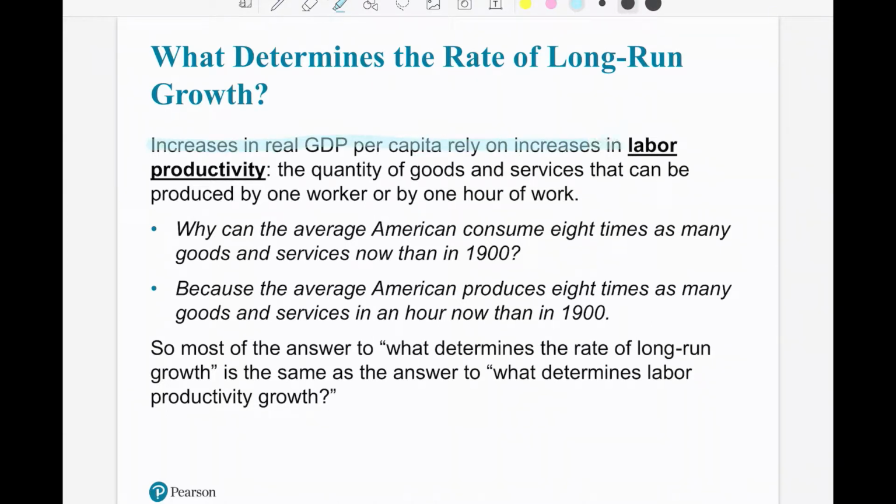So increases in real GDP per capita rely heavily on increases in labor productivity. Now, economists usually measure labor productivity as output per hour of work in order to avoid fluctuations in the length of the workday and also in the fraction of the population employed. Now, economists believe two key factors determine labor productivity, and that is going to be the quantity of capital and then also the level of technology. So let's look at those two variables.